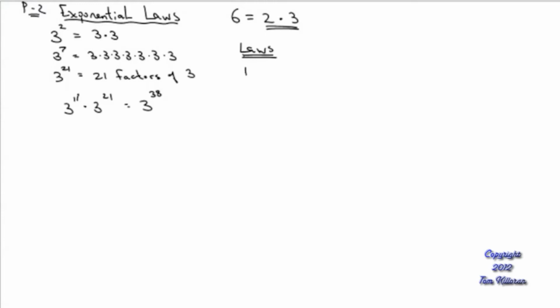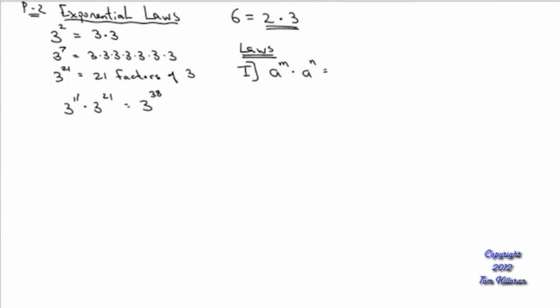Otherwise, it gets confusing. Law number one is actually this one, which is a to the m times a to the n is equal to. By the way, what is a? What's it called? A base. And then the m and the n are the exponents. One thing to notice here is what's not happening to the base? It's not changing at all. It stays exactly the same.